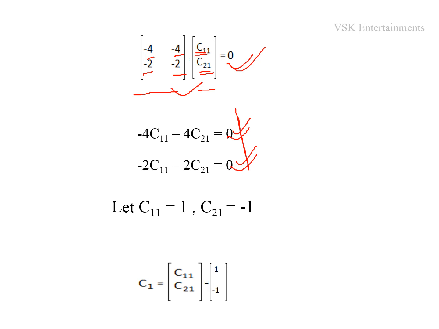By solving these two equations, we get C11 and C21 values as 0, which is nothing but the trivial solution, but eigenvectors require non-trivial solutions. In order to get a non-trivial solution, substitute C11 = 1 in any one equation, then we get C21 = -1. So the first eigenvector C1 is the matrix [1; -1]. Similarly, we are going to calculate the second eigenvector by using the second eigenvalue.